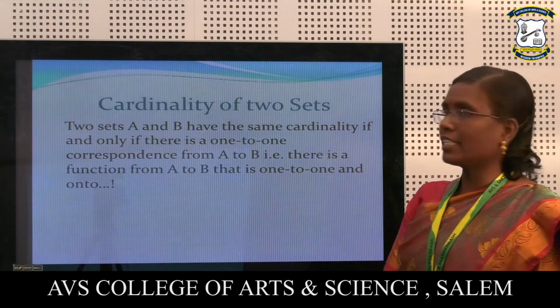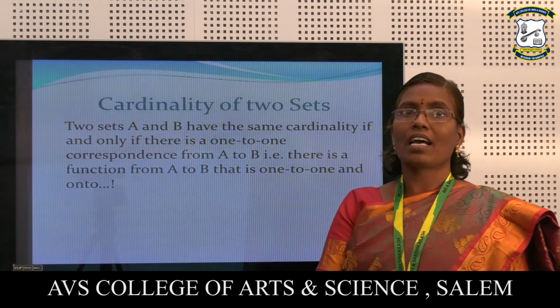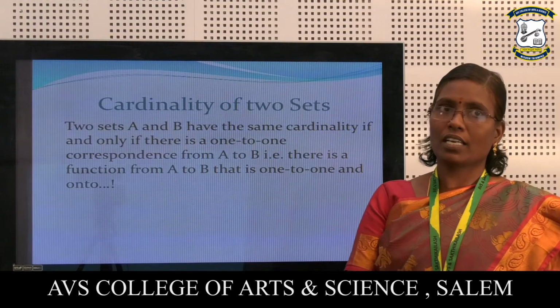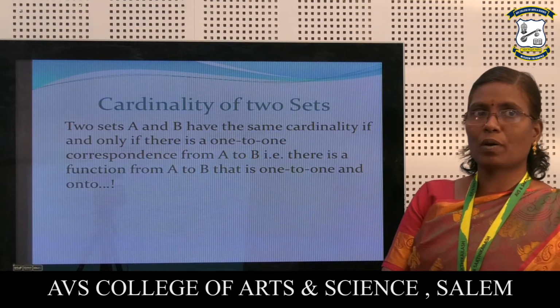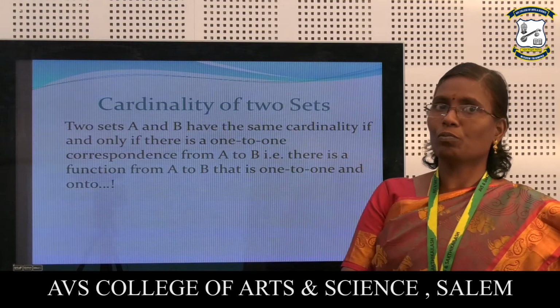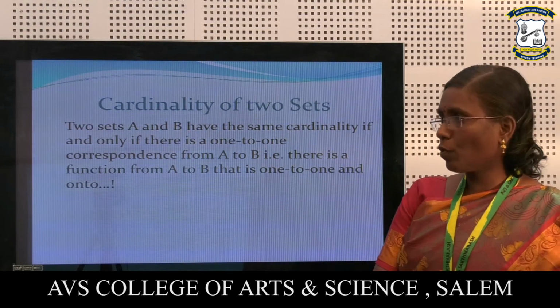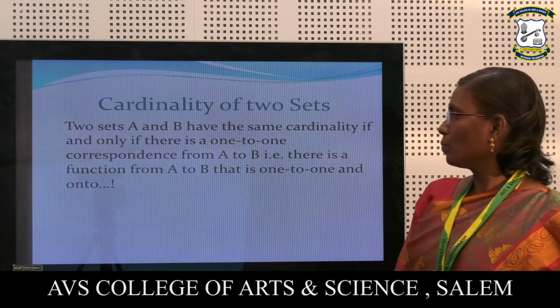Cardinality of two sets. Two sets A and B have the same cardinality if and only if there is a one-to-one correspondence from A to B. That is, there is a function from A to B that is one-to-one and onto.